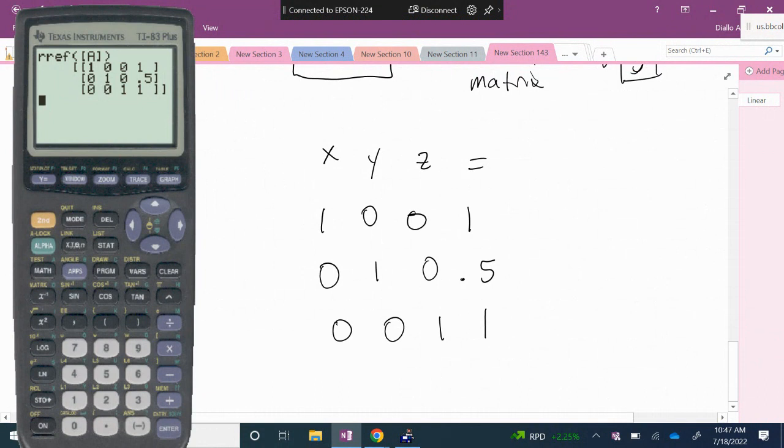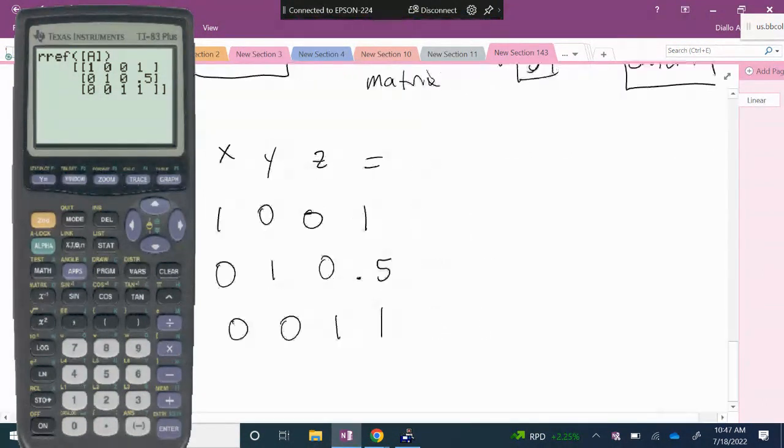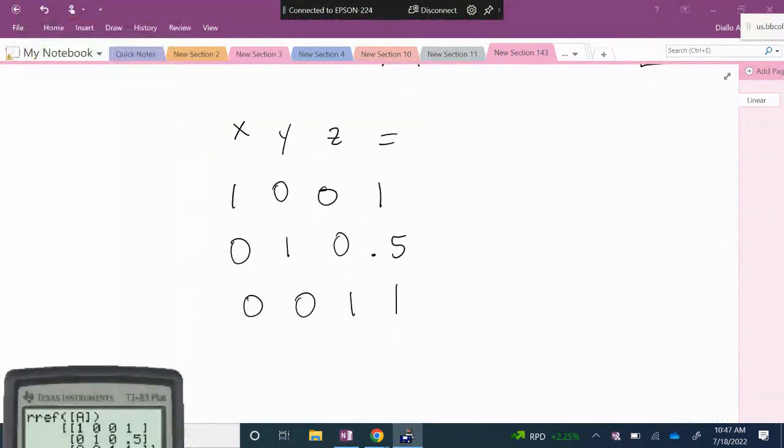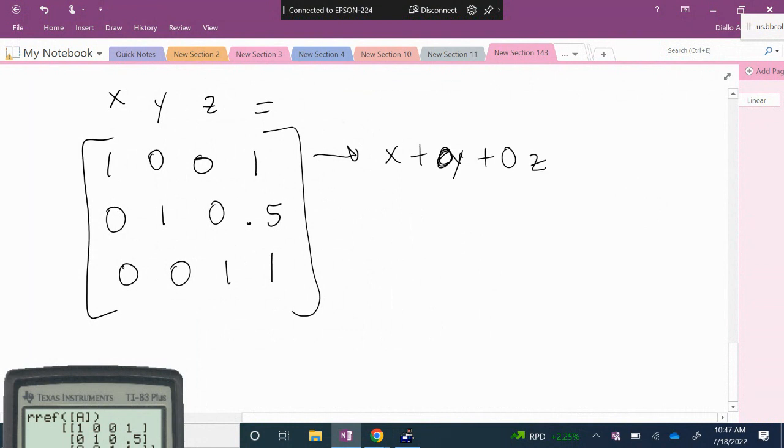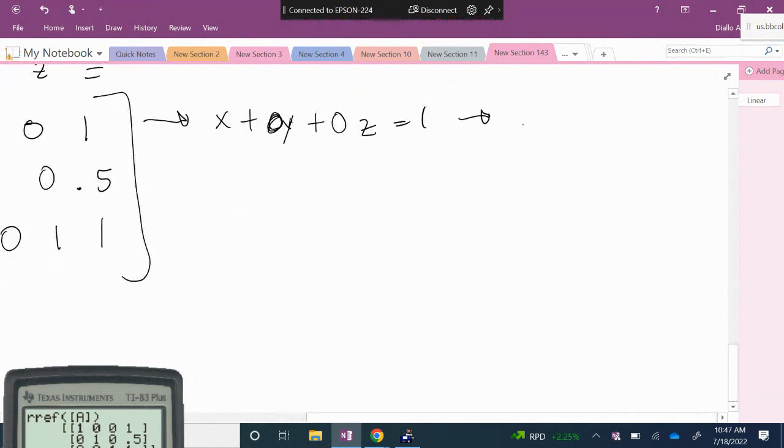So if you look at this first row, that's actually an equation. And that equation is read as one X, or just X, plus 0Y, which is 0, plus 0Z, which is 0, is equal to 1. So that simplifies down to give us X is equal to 1.